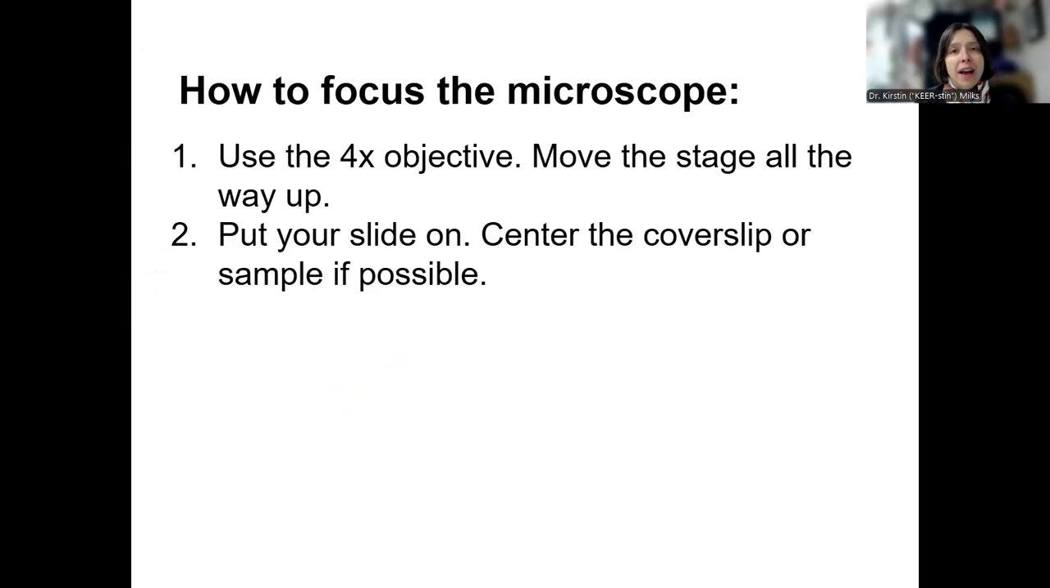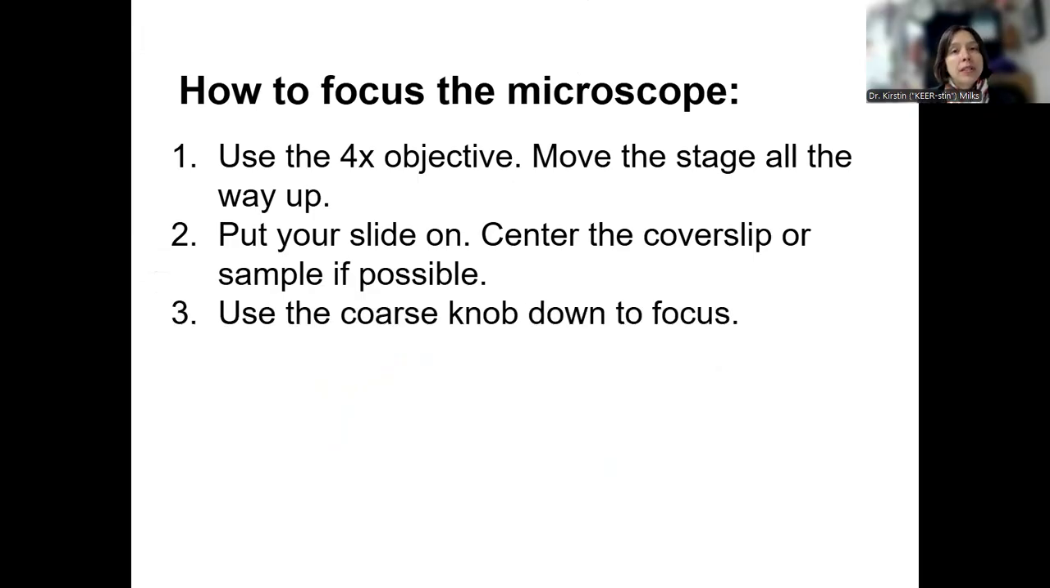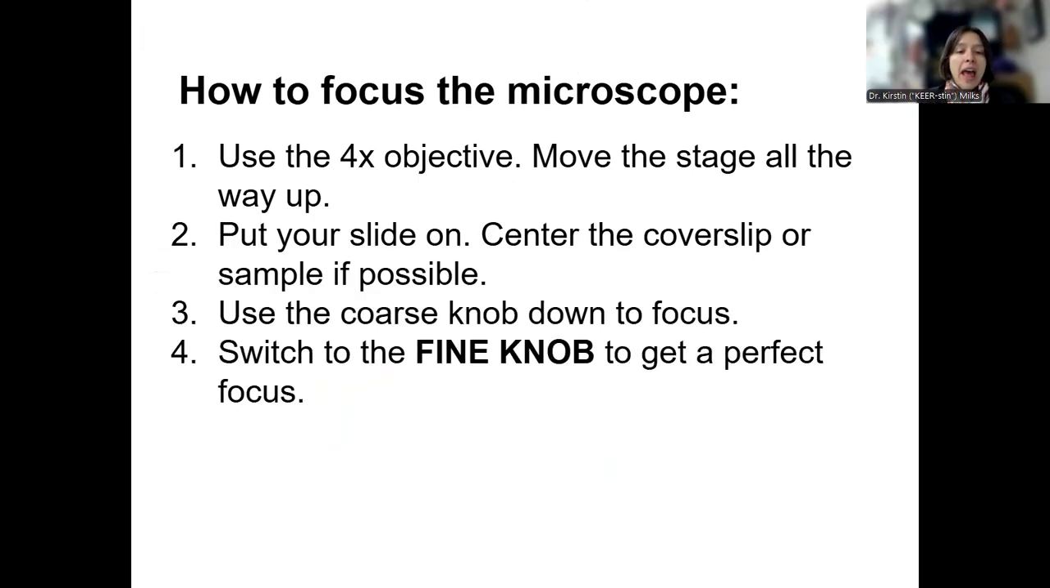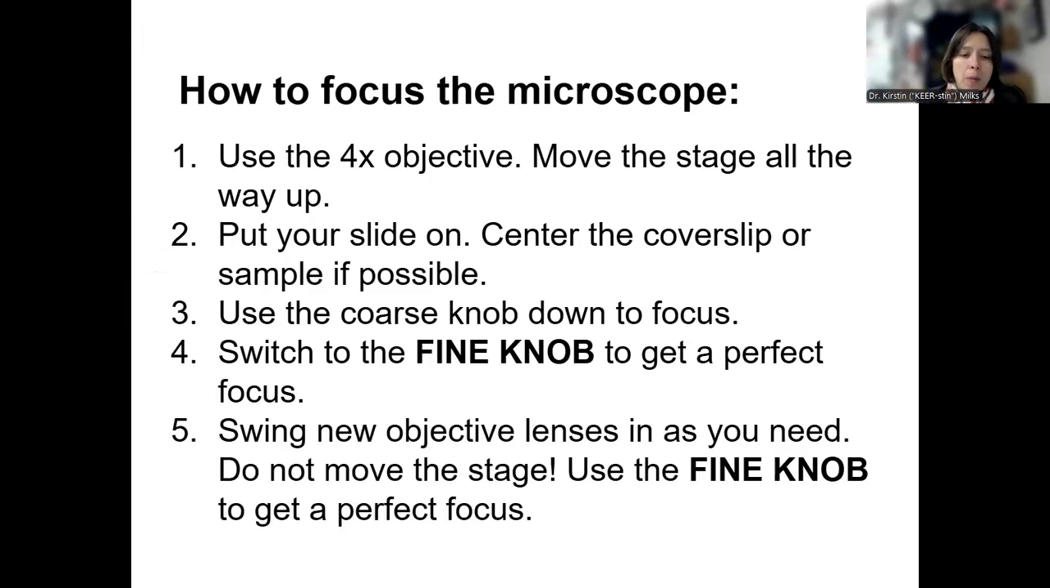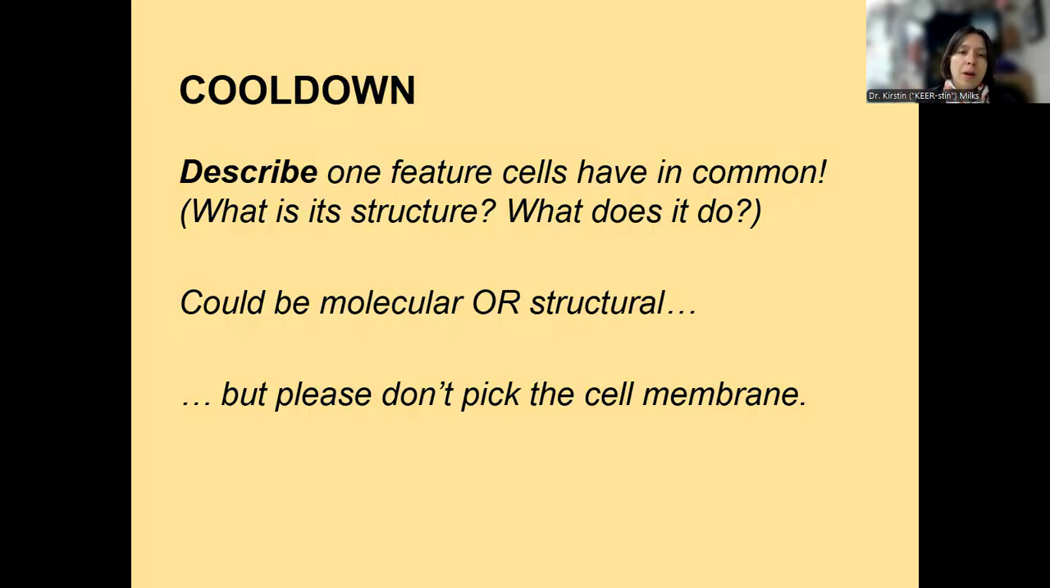Then you're going to put your slide on, and you're going to center the cover slip if that's possible. You're going to use the coarse knob to focus. That's the big one. And then switch to the fine knob to get it absolutely perfect for you and your eyeballs or you and your telephone camera. Then you can swing in new objectives to medium power and focus it, and then high power and focus it. We're going to be drawing things today, all at high power. That's where you're going to be doing that sketching. Please don't move the stage with the other objectives on. Use the fine knob to get a perfect focus.